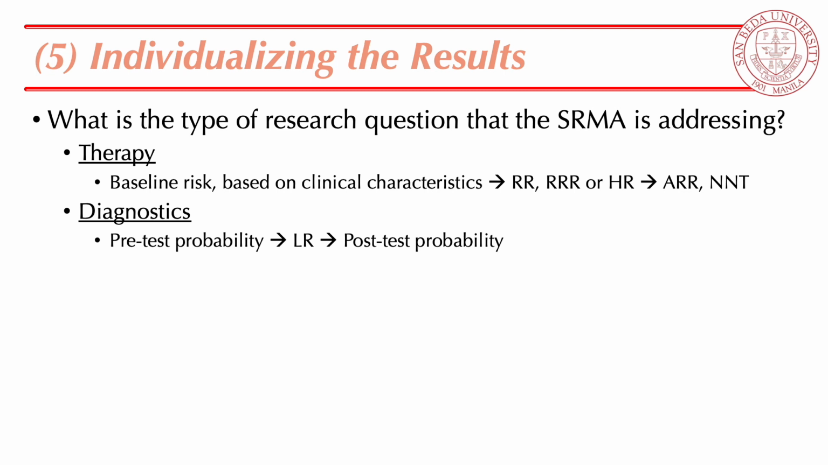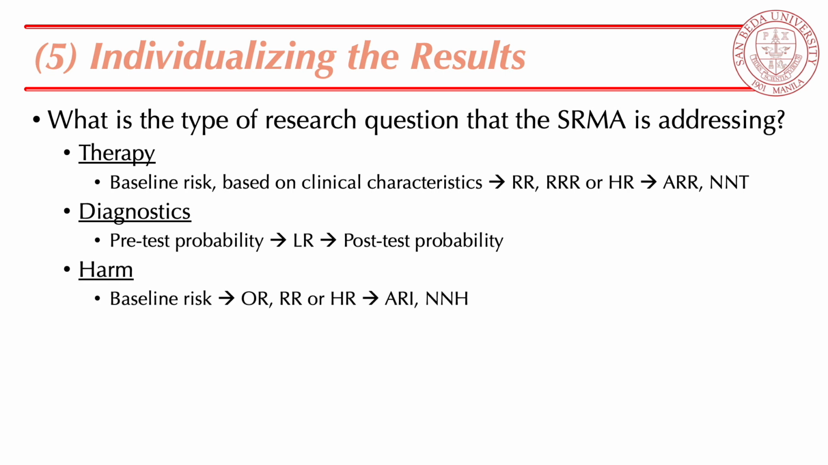With diagnostics, on the other hand, you need to first estimate your patient's pre-test probability of disease. You then obtain the pooled likelihood ratio for a test result from the SRMA, which you will then use to determine that particular patient's post-test probability of disease.